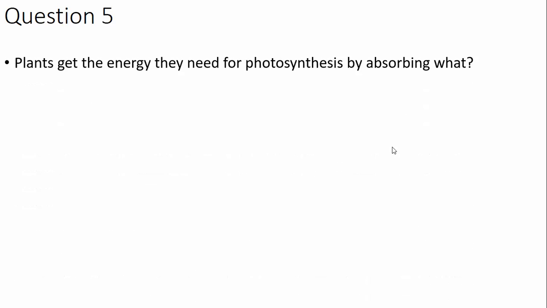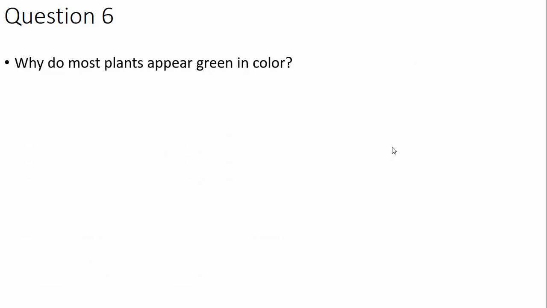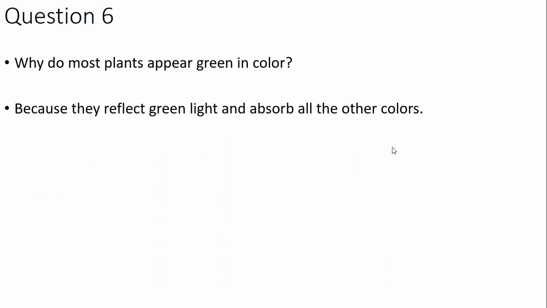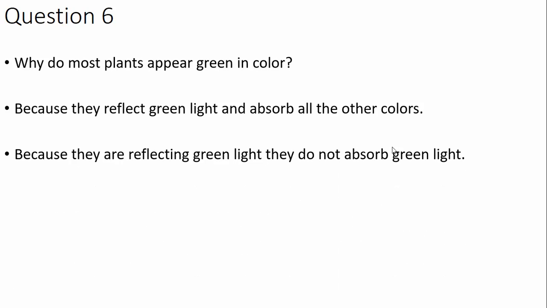All right, number 5. Plants get the energy they need for photosynthesis by absorbing what? This is a pretty easy question. They do it by absorbing energy from the sun. Number 6. Why do most plants appear green in color? They're every other color but green, and that is because they reflect green light and absorb all the other colors. Another way of saying this is because they are reflecting green light, they're not absorbing green light, they're reflecting it.